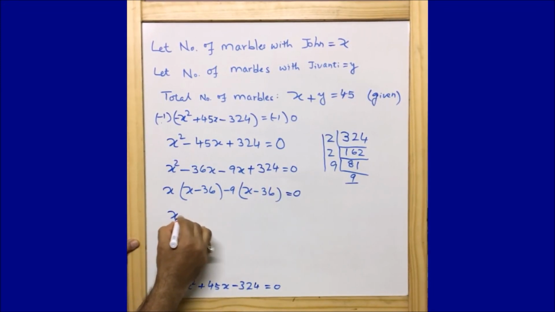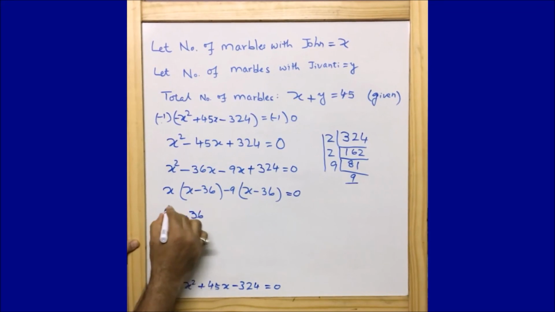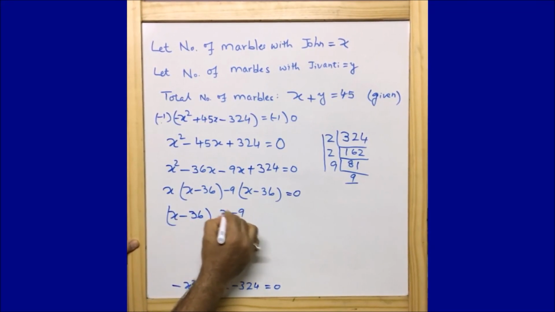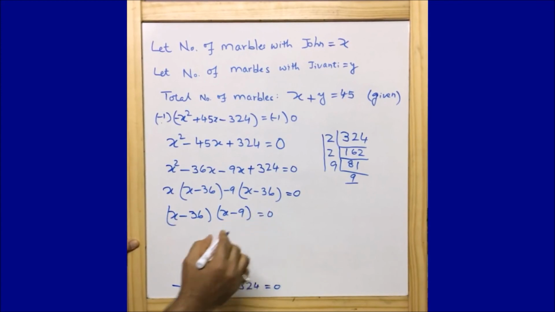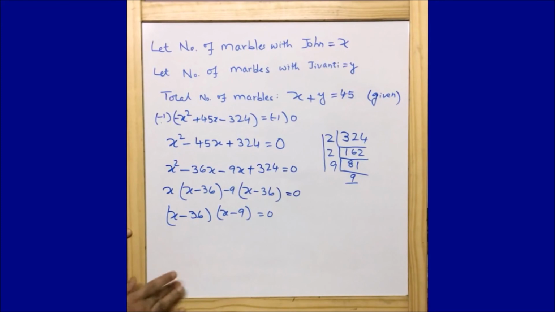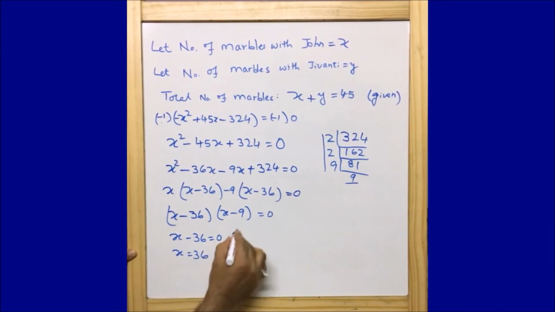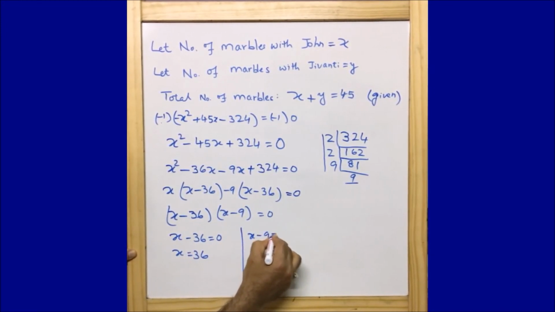So the two equations that we are getting are x minus 36 is equal to 0 as one equation, and the other part is x minus 9 is equal to 0. We are getting two values of x here, so we can write one as x minus 36 is equal to 0, or x is equal to 36, and the other as x minus 9 is equal to 0, or x is equal to 9. So guys, we are able to find out two values of x.